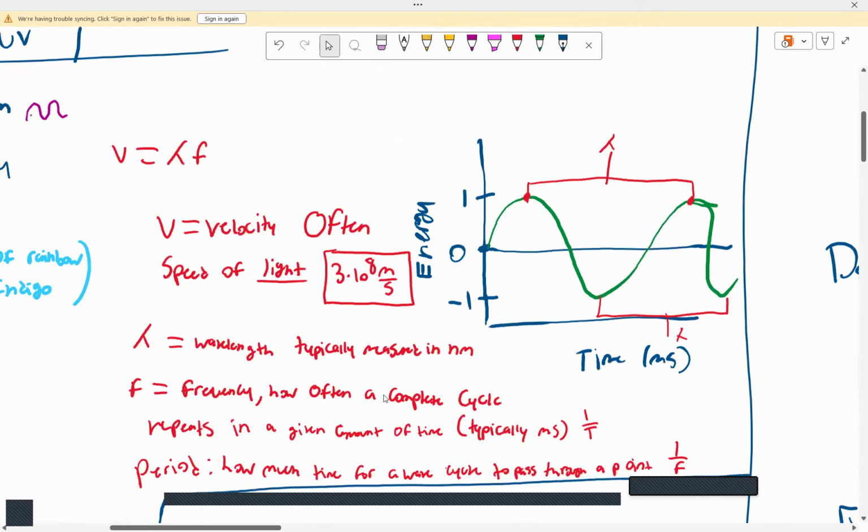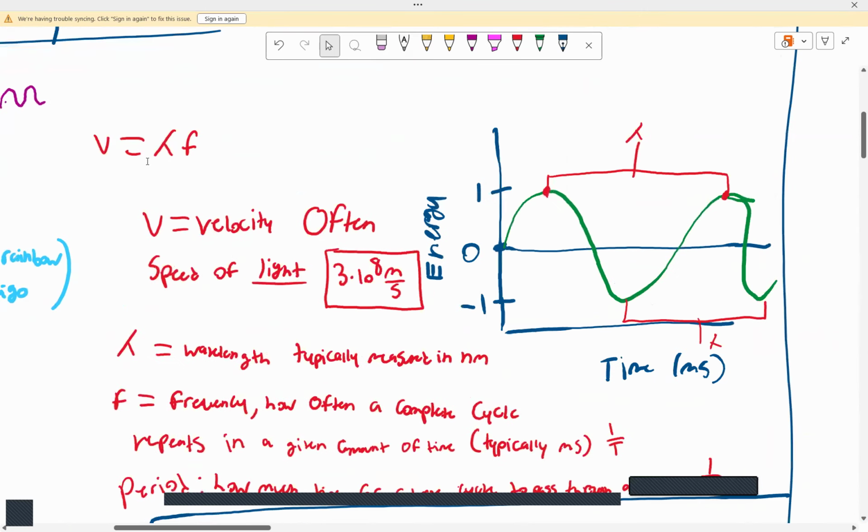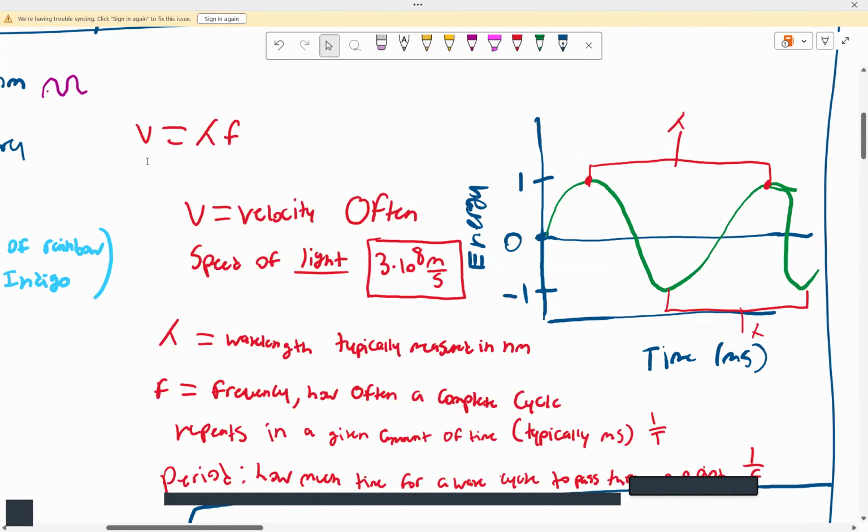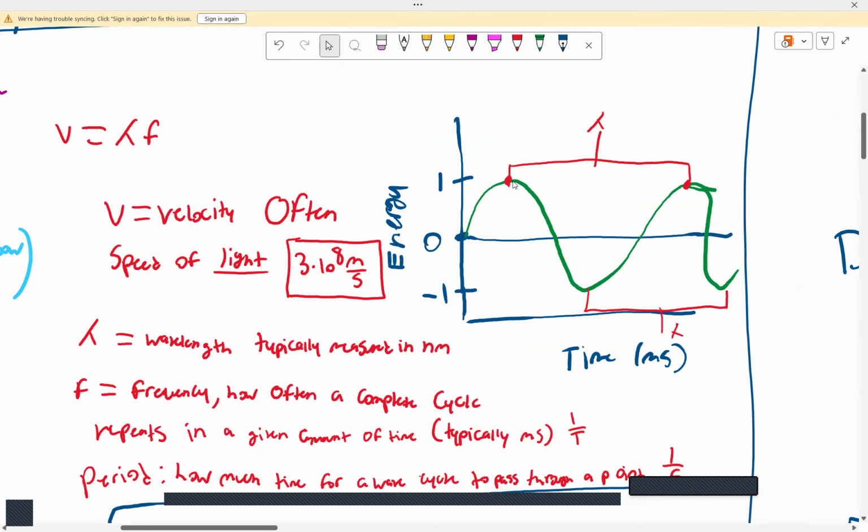So now I want to get into the equation that you'll typically see for light and the visible light spectrum. We have v for velocity, which is often the speed of light, a constant of 3 times 10 to the 8th meters per second. I would highly, highly recommend that you memorize this, as it may not be given to you on the MCAT. It's a good rule of thumb when you're looking at a problem and you don't know what the velocity is. Typically, it'll be this. And then we have wavelength, which I have here on my little graph.